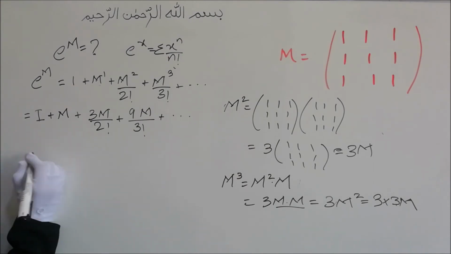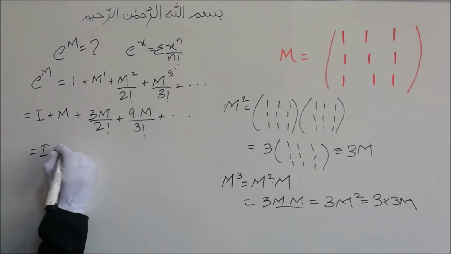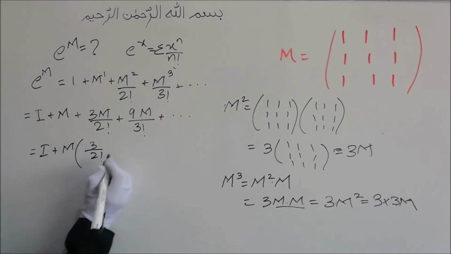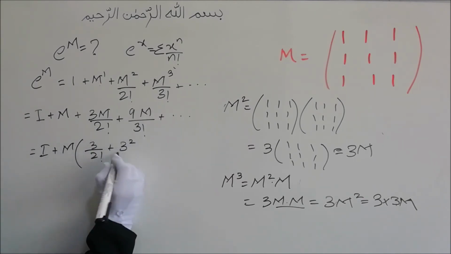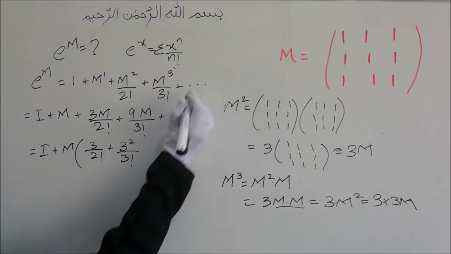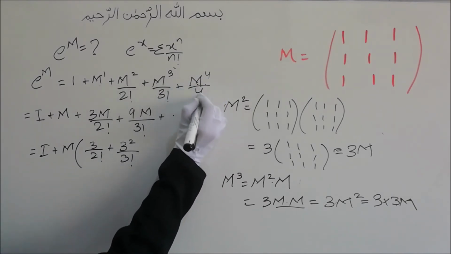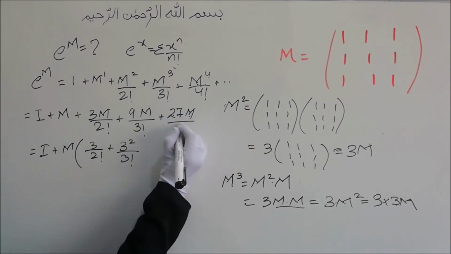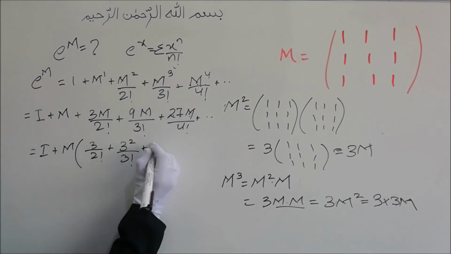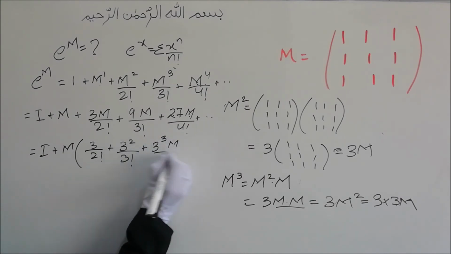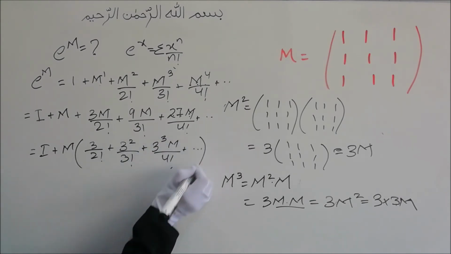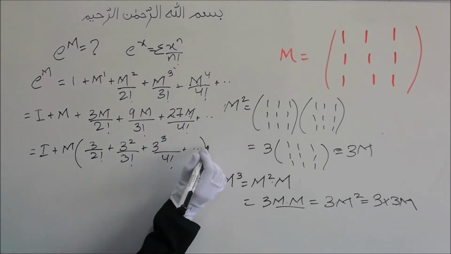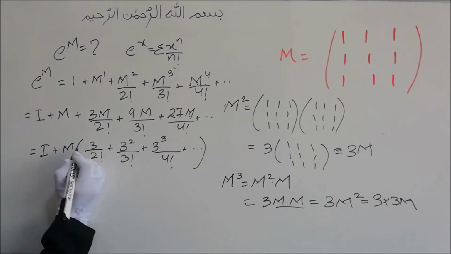Now, if I take m common outside from this and all the remaining terms, what I'll get is 3 by 2 factorial. 9 can be written as 3 squared by 3 factorial. When we do m raised to 4 upon 4 factorial plus so on, we'll get 27m divided by 4 factorial plus so on. So this can be written as 3 cubed m upon 4 factorial plus so on. m is common outside.